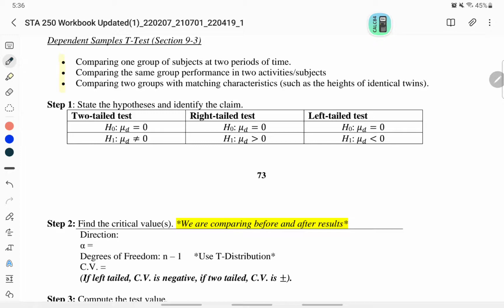The main purpose for our dependent samples t-test is going to be the first condition. We're going to be looking at one group at two different periods of time. In order to determine if there is enough evidence to support our claim, we must follow the 5 steps of hypothesis testing using the traditional method. Step number 1 says state the hypotheses and identify the claim. If you notice, for a dependent samples t-test, our parameter is mu sub d.